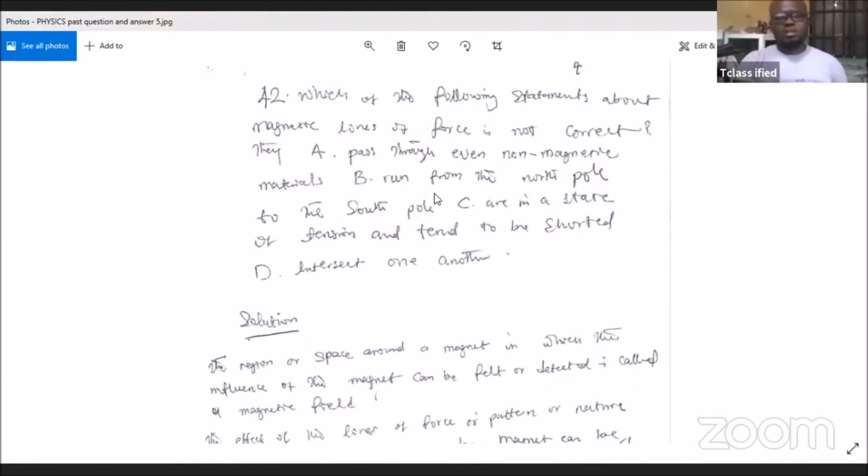Okay, I'll check it. Which of the following statements about magnetic lines of force is not correct? A, pass through even non-magnetic metals. B, run from the North Pole to the South Pole. C, are in a state of tension and tend to be shortened.